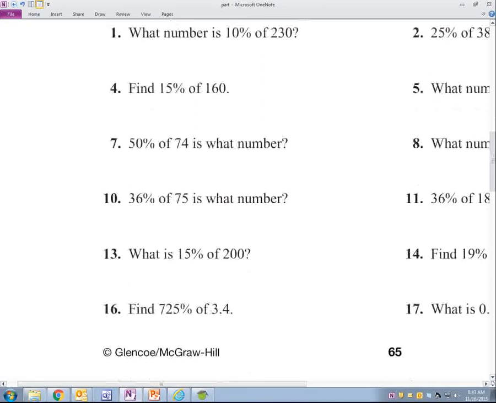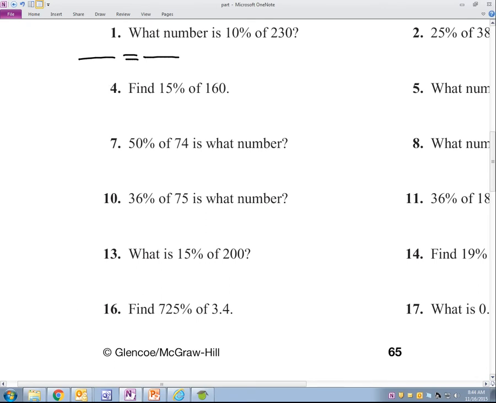All right, so let's do some practice that's just like your homework. What is 10% of 230? Let's make our equivalent fractions first. So set up your proportion. Remember, it is part over whole equals percent over 100. So I need you to put your hand down and do that. Let me see.